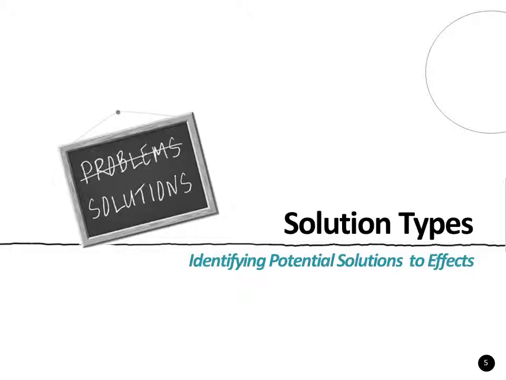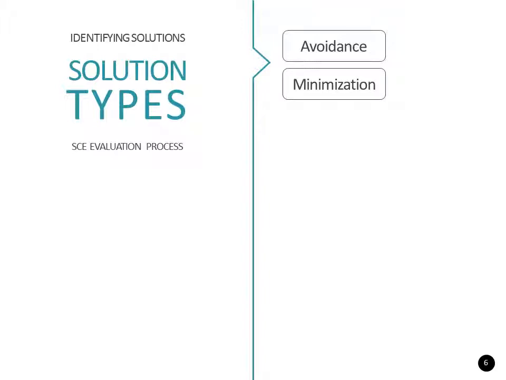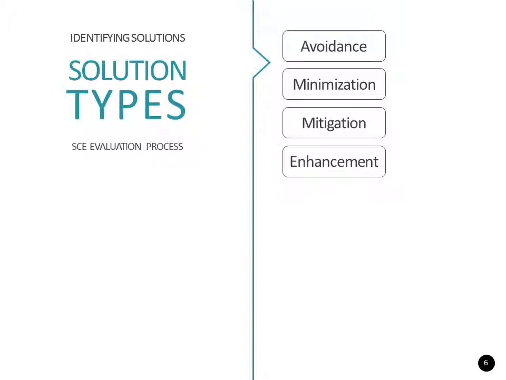A key piece of the SCE evaluation process is generating potential solutions to community effects viewed by the community as problems. When addressing potential negative effects, there is a hierarchy of solution types to consider. The quest for a viable solution begins by first exploring avoidance opportunities, followed by measures to minimize the effect, and then by measures to mitigate the effect. While technically not a solution to an effect, enhancement is the fourth measure to be considered during project decision-making. In the next few slides, I will go over the definition for each solution type and provide examples related to community effects, starting with avoidance.